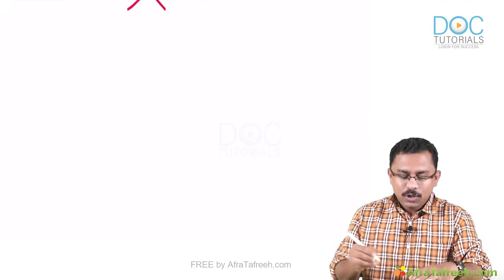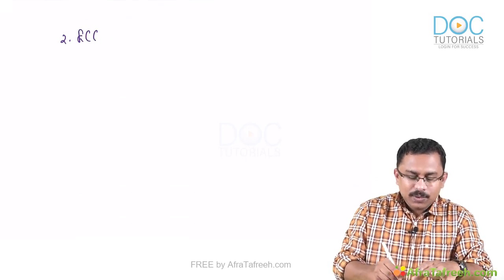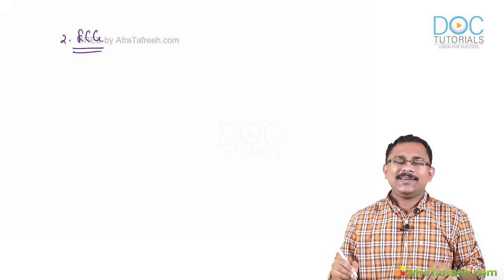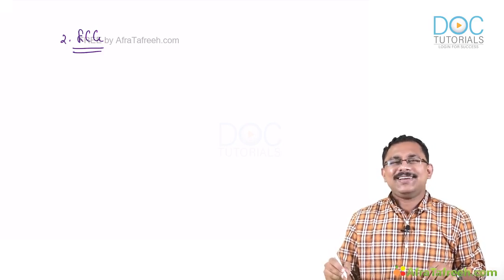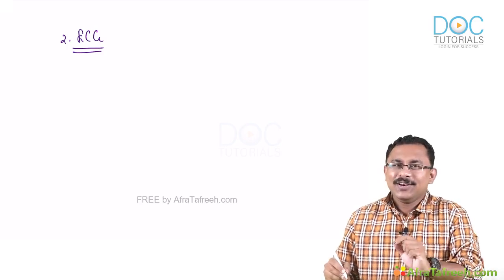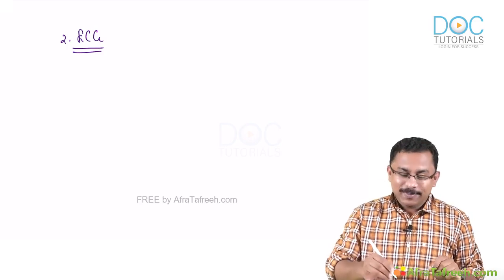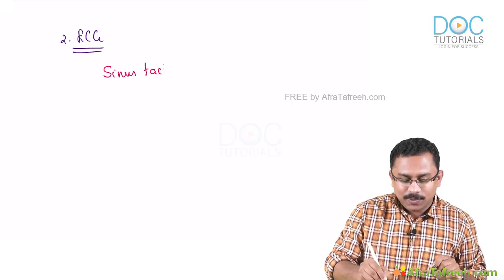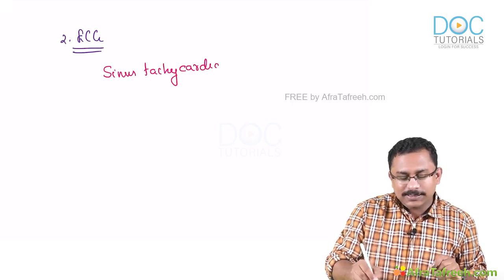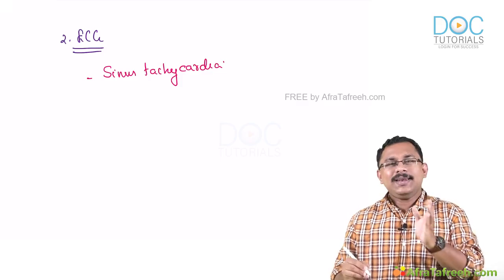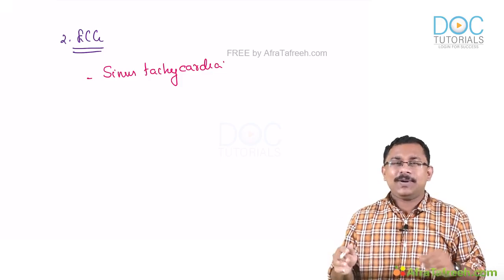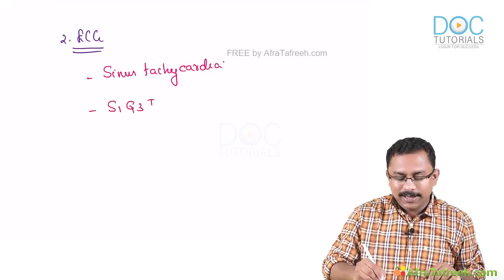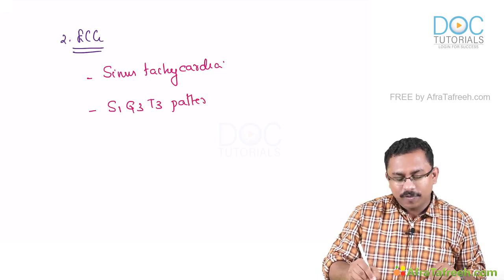Second, I am sure you would go for an emergency 12-lead ECG. When you go for an ECG, the commonest ECG abnormality in a pulmonary embolism is what? No, it's not your S1Q3T3. Remember, the commonest finding is going to be sinus tachycardia. But in a good proportion of cases having a massive pulmonary embolism, you may get a pattern by the name S1Q3T3 pattern, which I am sure many of you would be knowing.